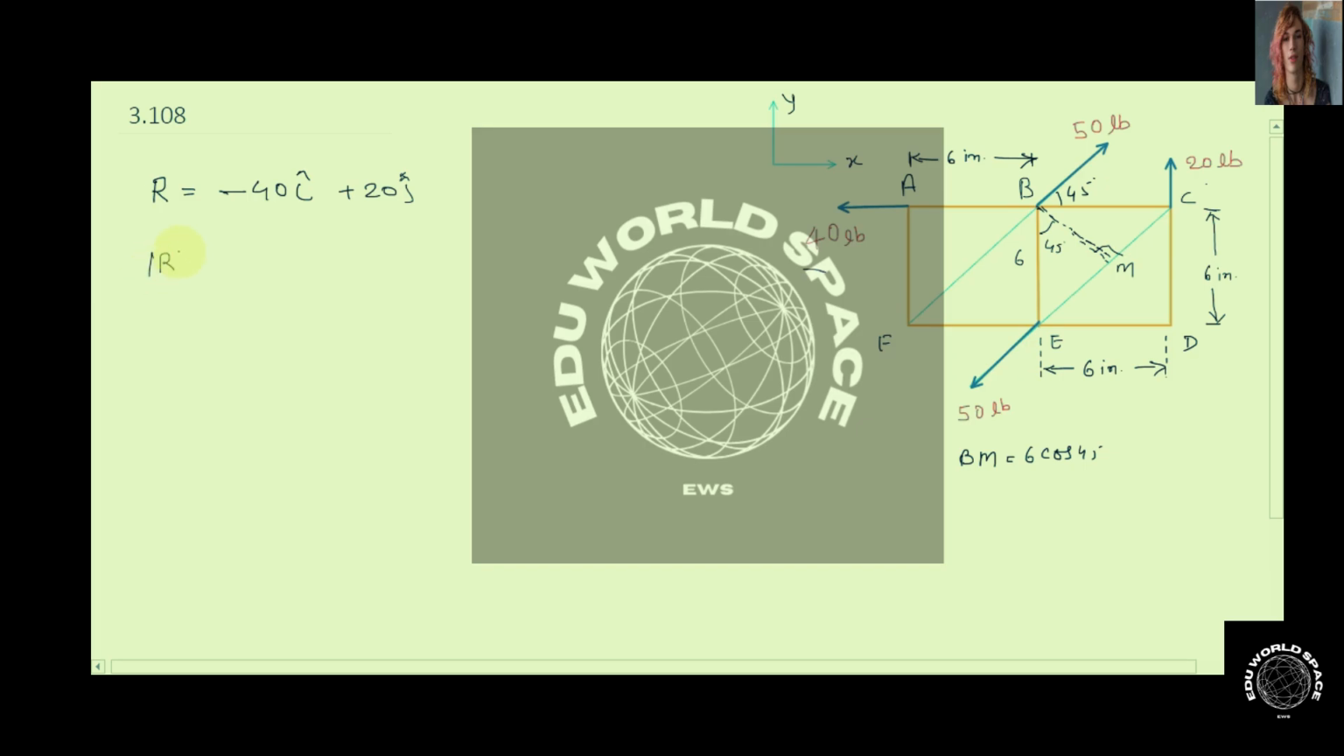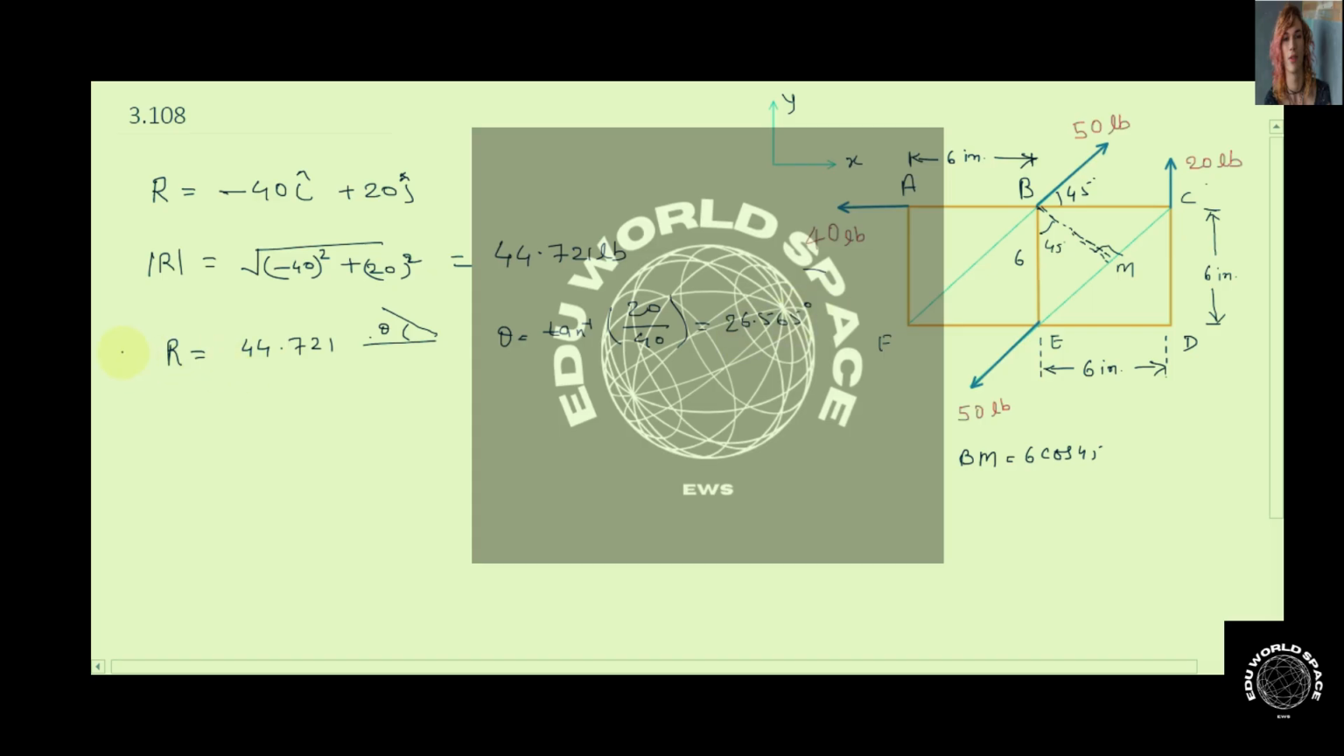If we calculate the magnitude of this resultant vector, it will be the square root of minus 40 whole squared plus 20 whole squared, and this comes out to be 44.721 pounds. Now if we talk about the direction, this will be in the second quadrant since the j component is positive and the i component is negative. Let's say this angle is theta. Theta will be tan inverse of the j component divided by the i component, that is 20 over 40, and this comes out to be 26.565 degrees.